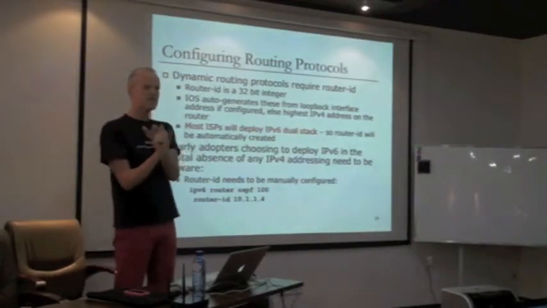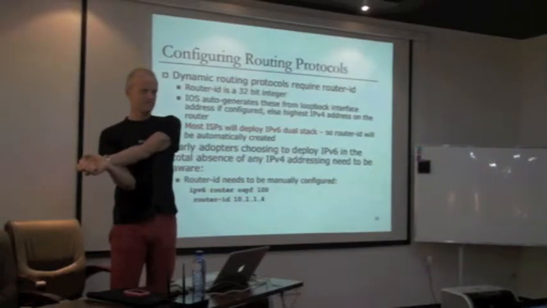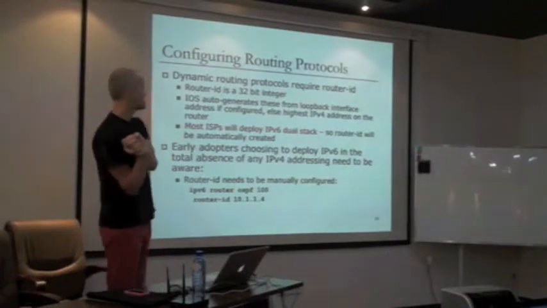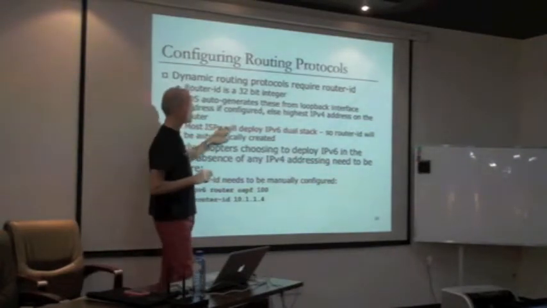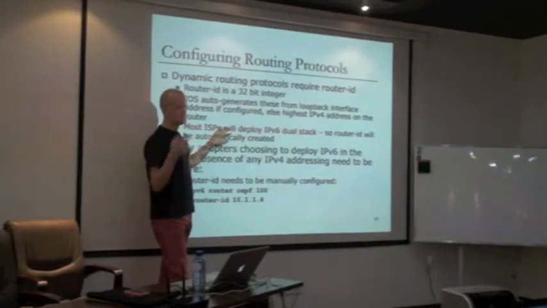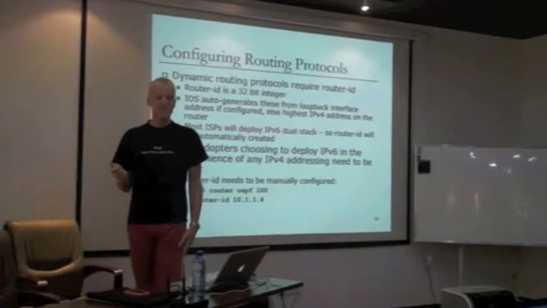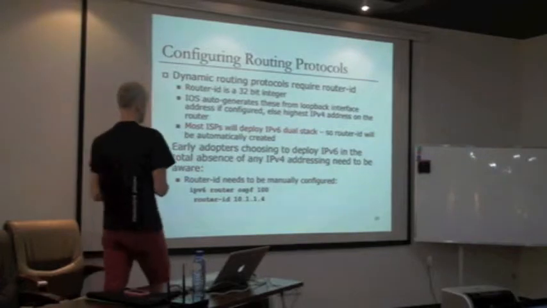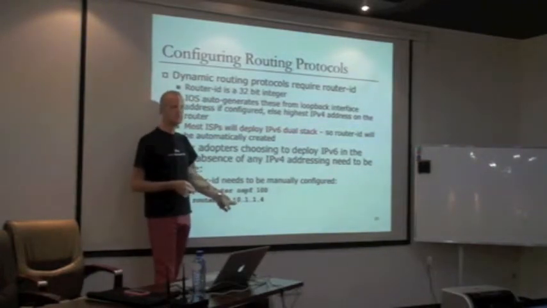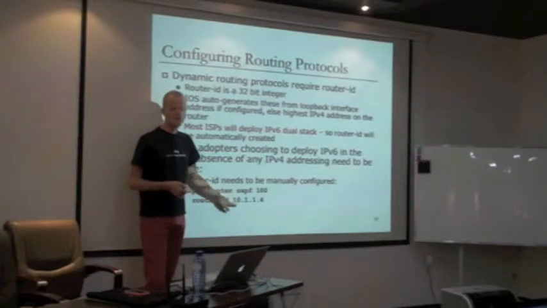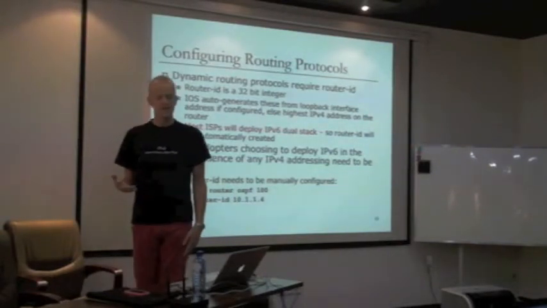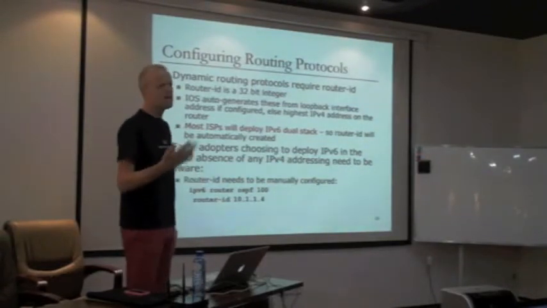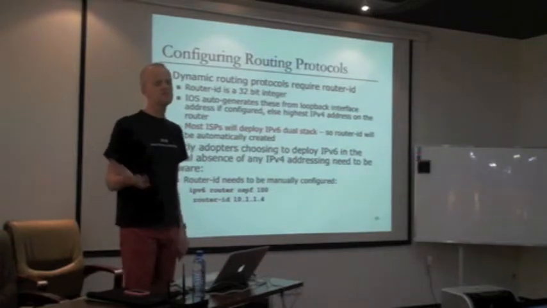Now the router ID is generated from the loopback address on the router. So if the router's got v4, this is fine, because we can just get the router ID. And because we're deploying dual stack, this is not a problem. But for anybody who wants to deploy v6 only, you need to manually configure the router ID and put in a 32-bit integer. So bear in mind, if any of you want to do a v6-only network, you need to manually configure the router ID. That's very important. But for us, we're going to run the network dual stack here, so we don't have to worry about it.